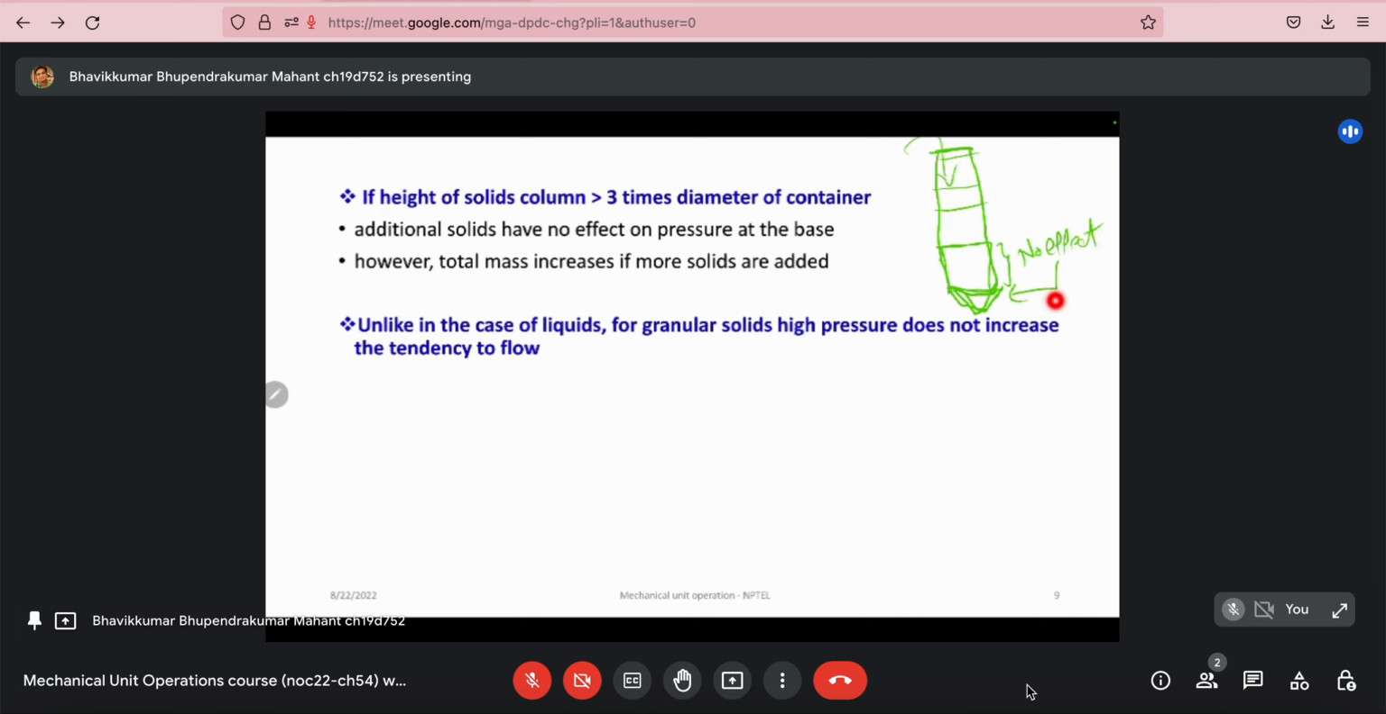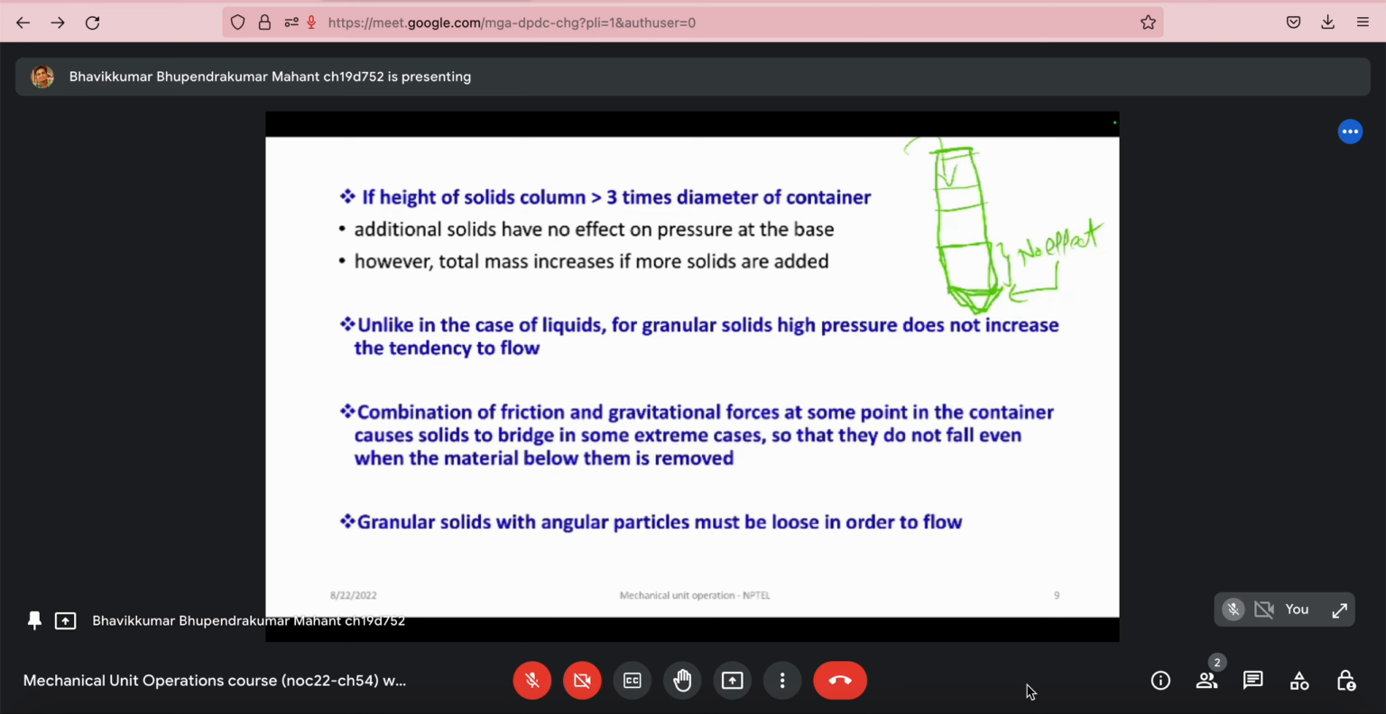Unlike in the case of liquids, for granular solids high pressure does not increase the tendency to flow. In a liquid, if you apply high pressure, it increases the flow rate and the tendency to flow. But here that is not the case. If you apply high pressure, it does not change any property of the solid particles.